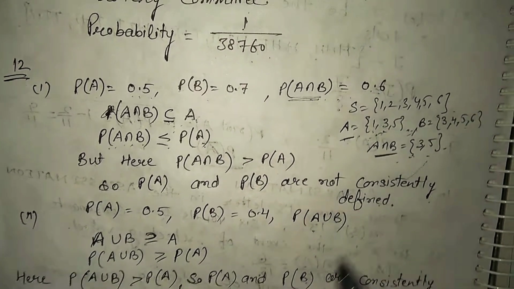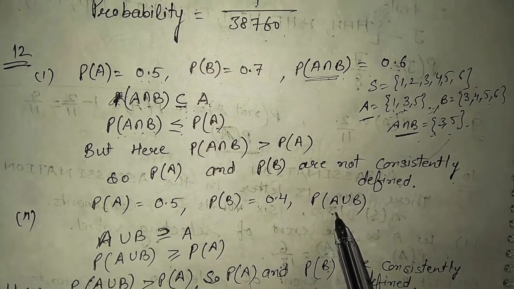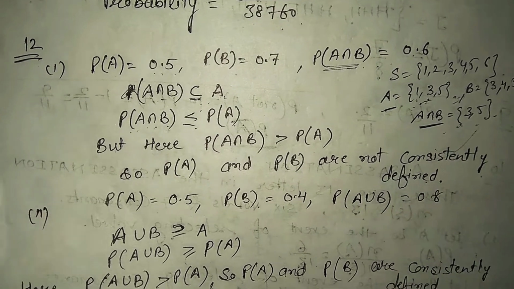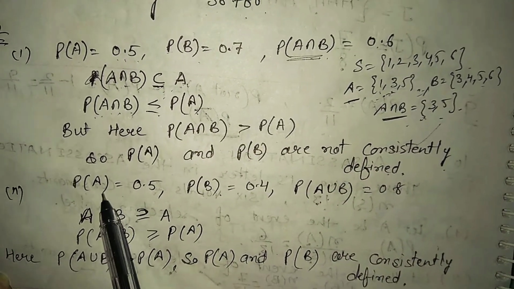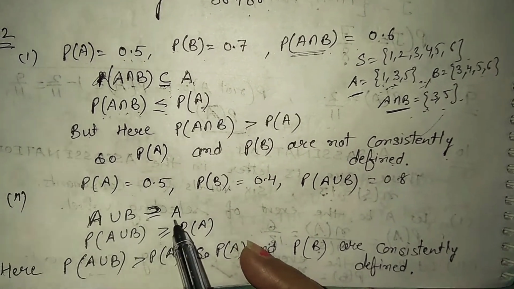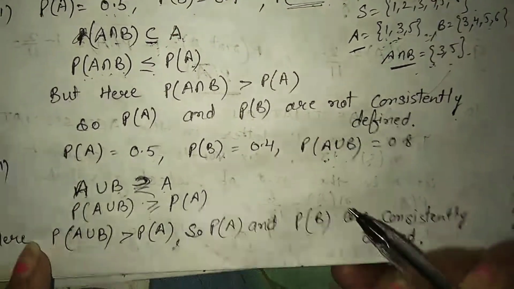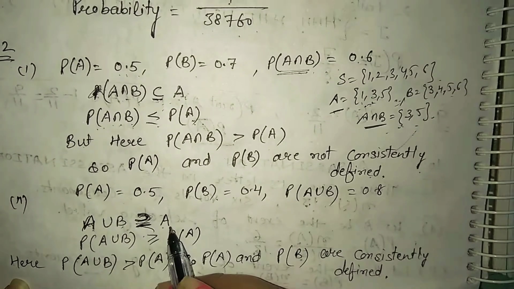Okay, now look at the second part. PA is given, PB is given, PA union B is here 0.8. In this question, we know that A union B is a superset of A and B. A union B is a superset of A or is equal to A. Okay, it can be a superset or equal to A.